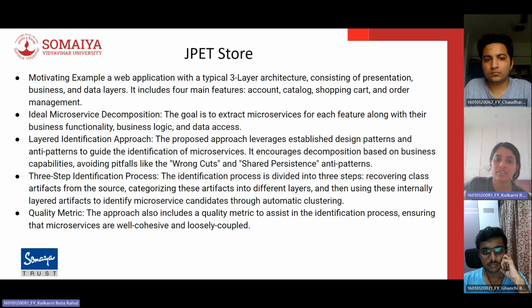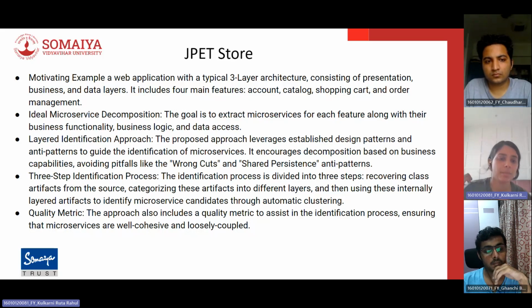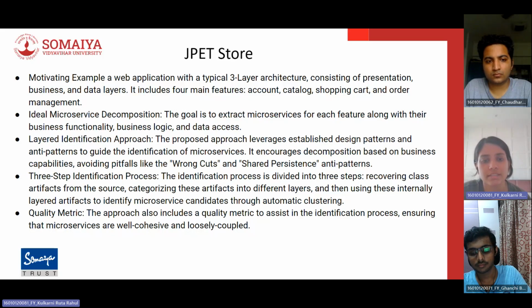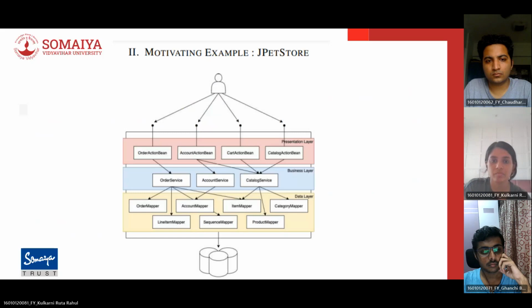The identification process is divided into three steps. First is recovering class artifacts from the source. Second, categorizing these artifacts into different layers. And lastly, using these internally layered artifacts to identify microservice candidates through automatic clustering. The approach also includes a quality metric to assist in the identification process, ensuring that the microservices are cohesive and loosely coupled. This is the architecture diagram of the example given in the paper.